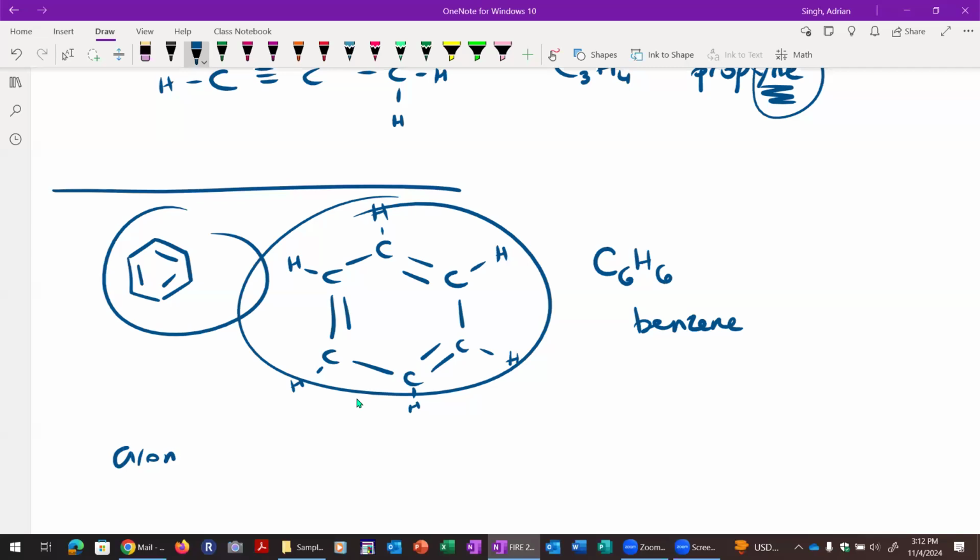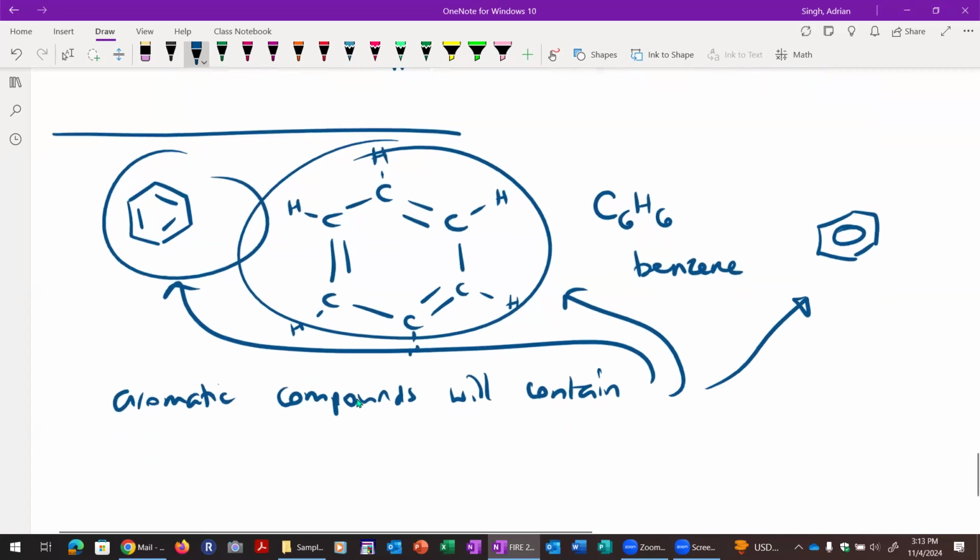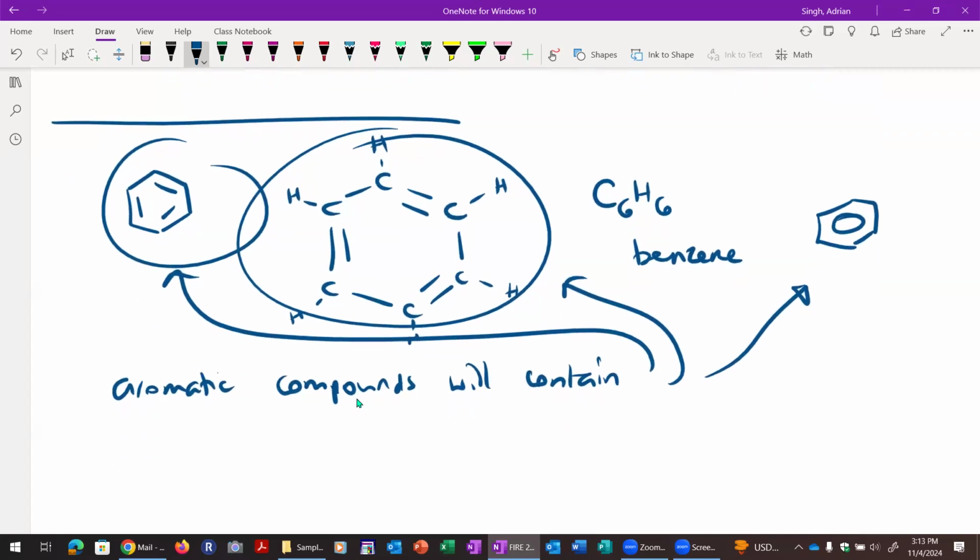So aromatic compounds will contain this structure. And again, it's represented in a couple different ways. Sometimes you'll see the hexagon with the circle in the middle. All right, that just tells you that it's another way to represent aromatic. So that may be connected to a bunch of other carbons, right? As long as you see that benzene in there, that tells you that it is aromatic.